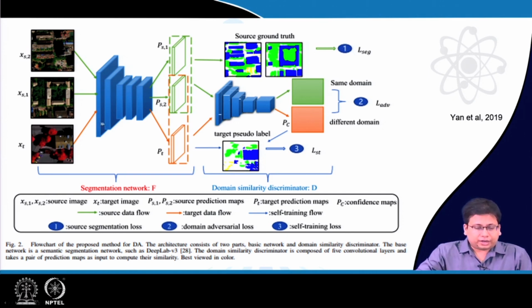Similarly, the target segmented image is also compared with the target ground truth, and after that some error is obtained based on that also. Now for this part, what happens is basically the domain alignment.